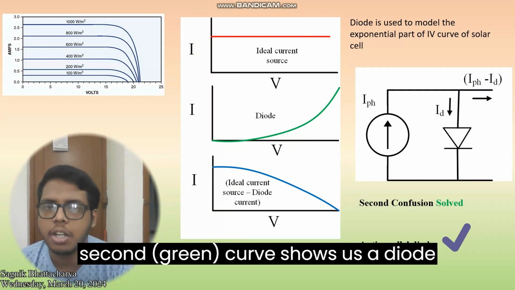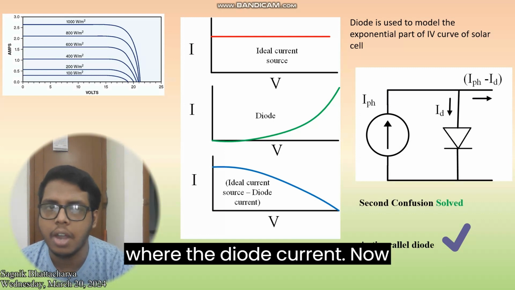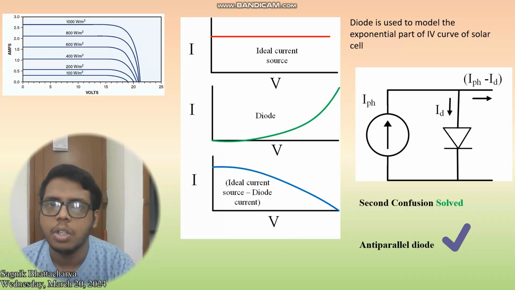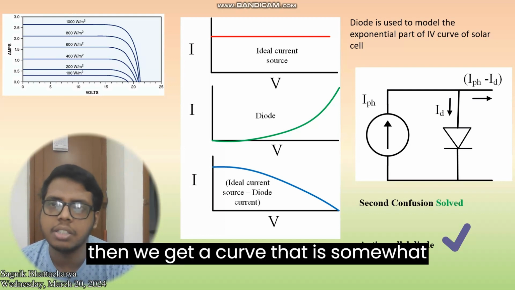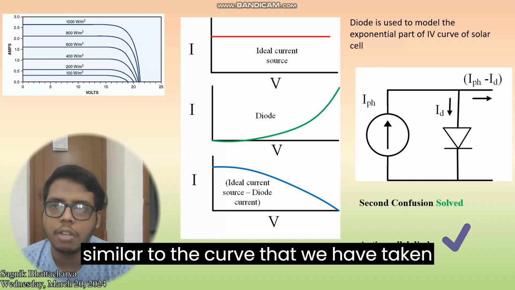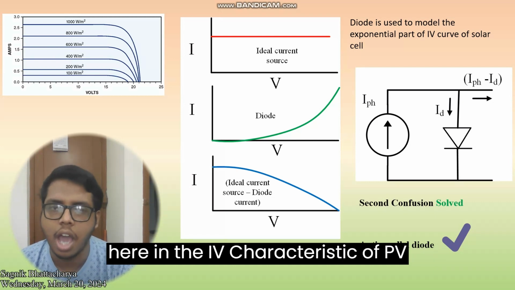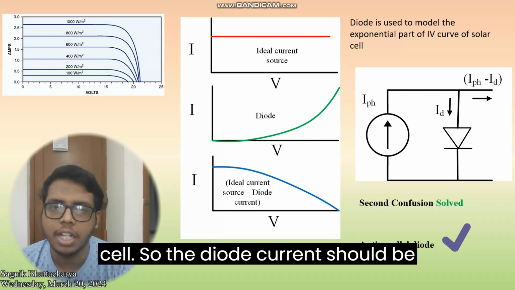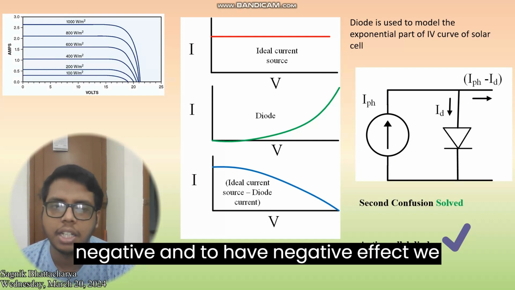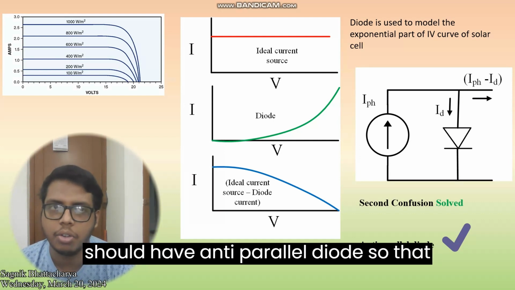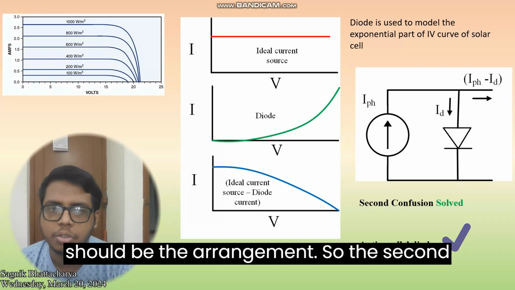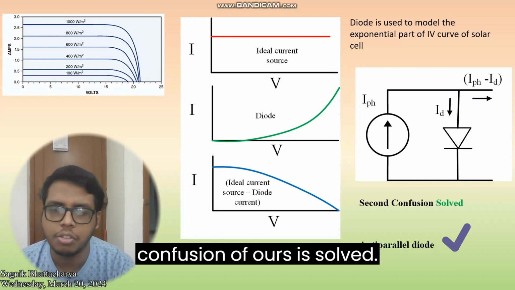And the second curve shows us a diode current. Now, if you take the ideal current source minus the diode current, then we get a curve that is somewhat similar to the IV curve of the cell. So the diode current should be negative, and to have that, we should have an anti-parallel diode. So that should be the arrangement. So the second confusion of ours is solved.